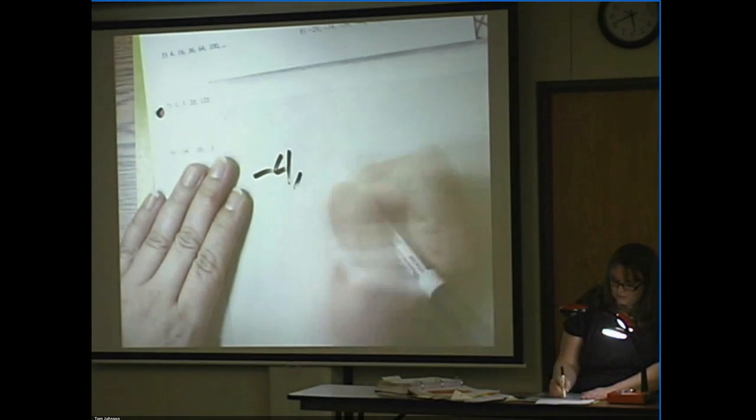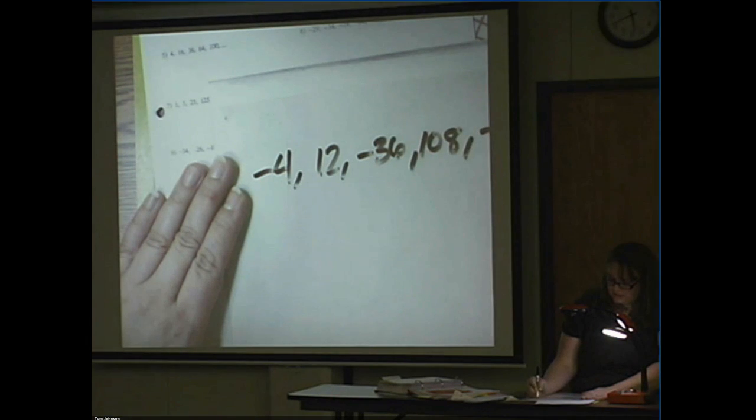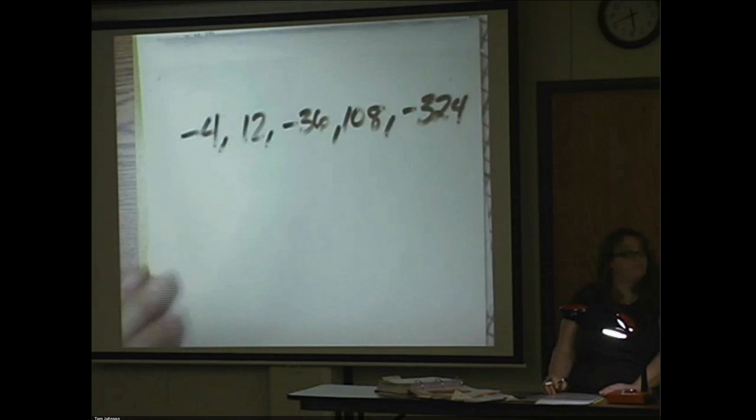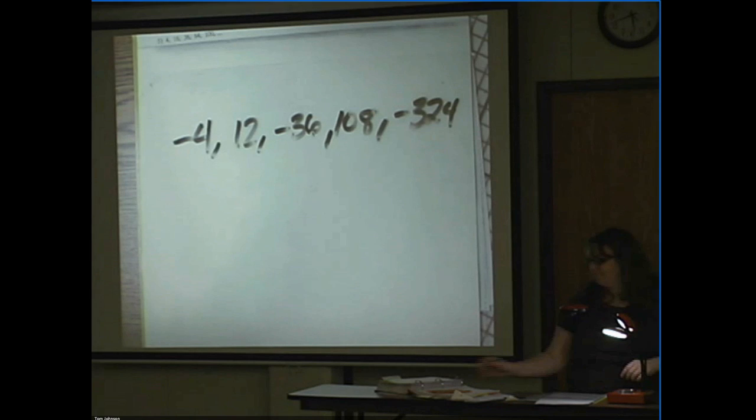Okay, let's go ahead and look at number 4. This one's a little more challenging. Negative 4, 12, negative 36, 108, negative 324. What do we think? Well, first, are we adding the same amount each time? No, we're not. So we know it's not an arithmetic sequence. It's geometric. It is geometric because we are multiplying by negative 3 each time. Okay?